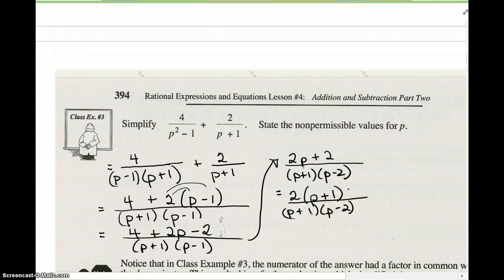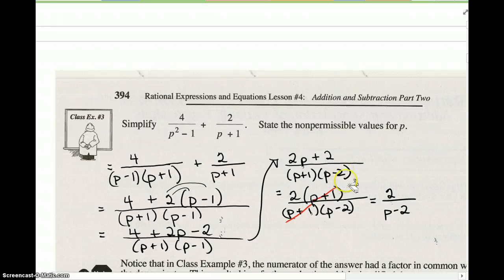Oh, but we learned something in our previous lessons. There's a p plus 1 up here, and there's a p plus 1 on the bottom. I can cancel those out. I can do that because this is multiplication. There is no adding between the terms. These are monomials. So I'm left with 2 over p minus 2. Did I do something wrong?